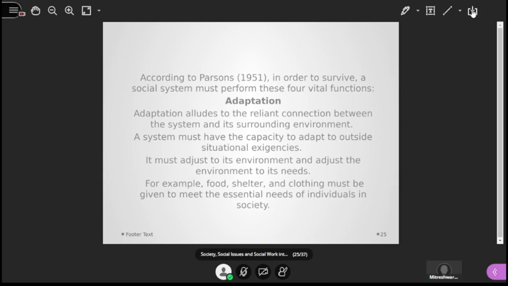Alors, l'adaptation alludes to the reliant connection between the system and its surrounding environment. A system must have the capacity to adapt to outside situational exigencies. It must adjust to its environment and adjust the environment to its need. For example, food, shelter, and clothing must be given to meet the essential needs of individuals in society.